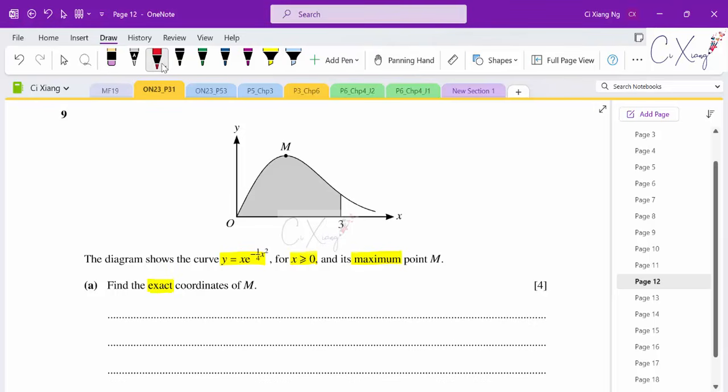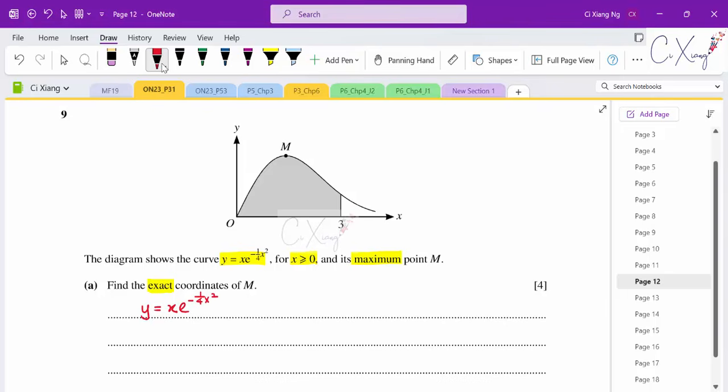Alright, so exact means that your answer later must be kept in surd form or pi form or maybe e form. It shouldn't be a long decimal number. Okay, so what we have here is the equation y equals to the multiplication of x and e to the power of negative 1 over 4 x squared.